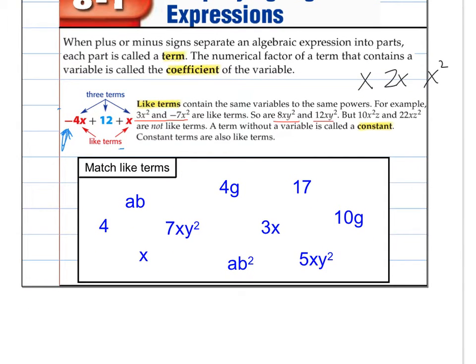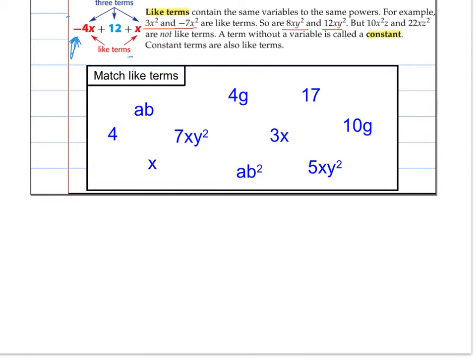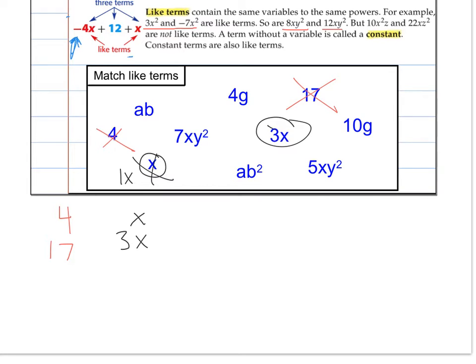So see if you can try on your own to match which ones are alike and which ones are not. I'm going to use different shapes to match them or write them below. If I start with 4, what terms are like 4? Well, 4 doesn't have a variable attached to it, and neither does 17. So those would be like terms. I could combine those. Let's see. x is kind of just like 1x. So what else has the same variable to the same power? 3x does. So those are alike. Done with those.